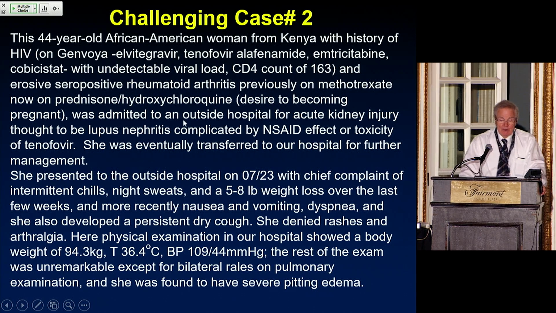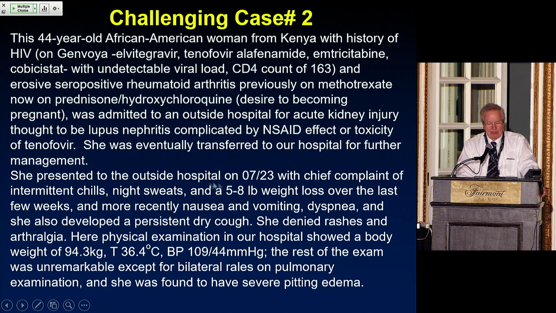She was admitted to an outside hospital for an acute kidney injury, quote unquote. Everything these days is acute kidney injury, thought to be lupus nephritis, complicated by a non-steroidal effect or toxicity of tenofovir. She was eventually transferred to our hospital for further management. This was a weekend, a complicated patient, so we got the patient there.